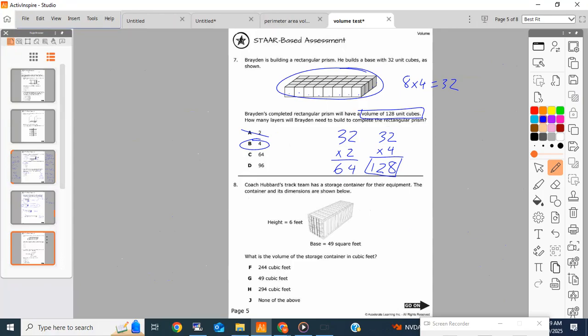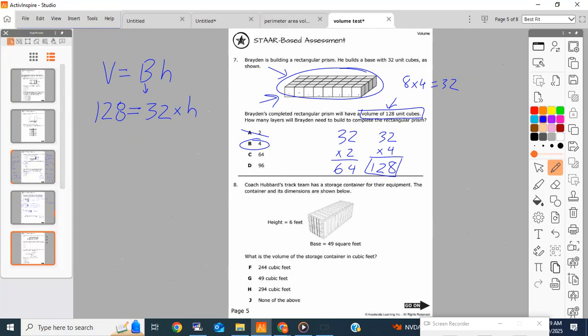But another thing that we could have done, there's another formula for volume. Volume equals area of the base times the height. And that's what they're giving us here. When they're giving us the number of cubes in the base, they're giving us the area of the base. So if we substitute in what we know into that formula, we know the volume, they give it to us. It's 128. So we put 128 unit cubes as the volume, and we know that the area of the base is 32, because they told us how many cubes are in each layer. And what we're doing is we're looking for the height.